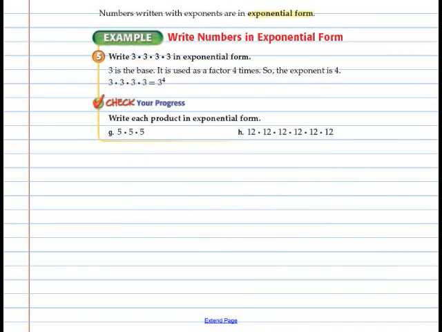Numbers written with exponents are in exponential form. So 3 as a factor 4 times could be written as 3 to the 4th power. In these examples, 5 as a factor 3 times would be 5 to the 3rd power, or 5 cubed. 12 as a factor 6 times would be written as 12 to the 6th. Simply count the factors. The base is the common factor.